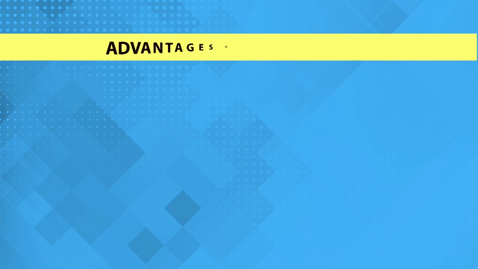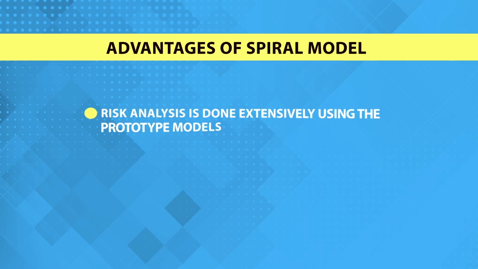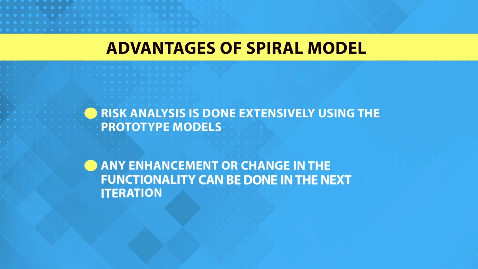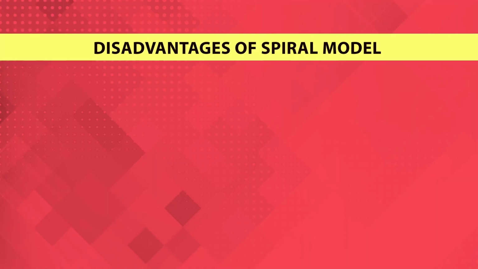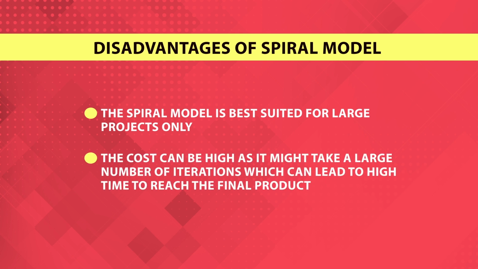What are the advantages of the spiral model? As you can see, it is a kind of mixed model. Risk analysis is done extensively using the prototype models. Any enhancement or change in the functionality can be done in the next iteration. Coming to its disadvantages, the spiral model is best suited for large projects only. The cost can be high as it might take a large number of iterations, which can lead to a high time to reach the final product.